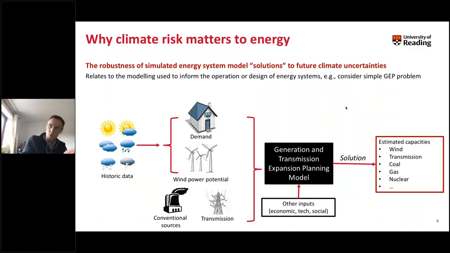But what I'm going to focus on here a little bit more is the robustness of energy system modeling solutions, particularly the optimizations of how much of which type of renewables we should build into the future. How robust are they to climate uncertainty? As I say, this is my second language, but my cartoon picture of that is you have some sort of historic weather data which informs your resource potentials and your demand for heating, for example. So there are weather-sensitive ingredients of the power system. There are some conventional ingredients, so conventional power plants, transmission resources, and many other inputs around policy choices, economic choices, and technologies that are coming available.